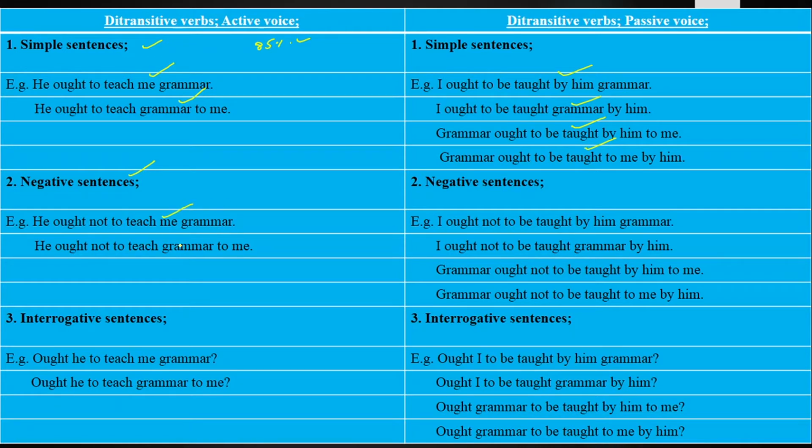He ought not to teach grammar to me. I ought not to be taught by him grammar. I ought not to be taught grammar by him. Grammar ought not to be taught by him to me. Grammar ought not to be taught to me by him.